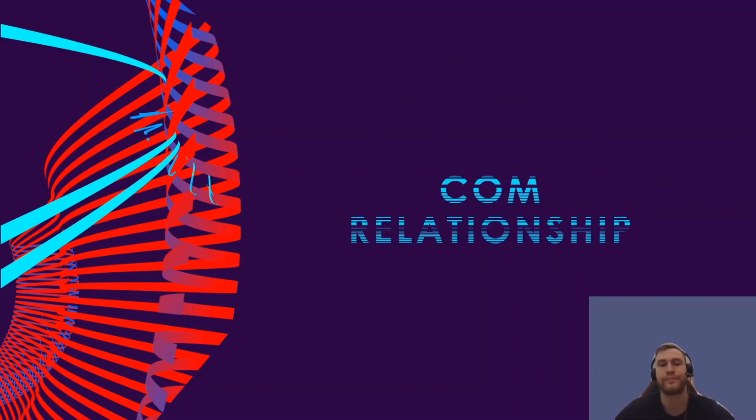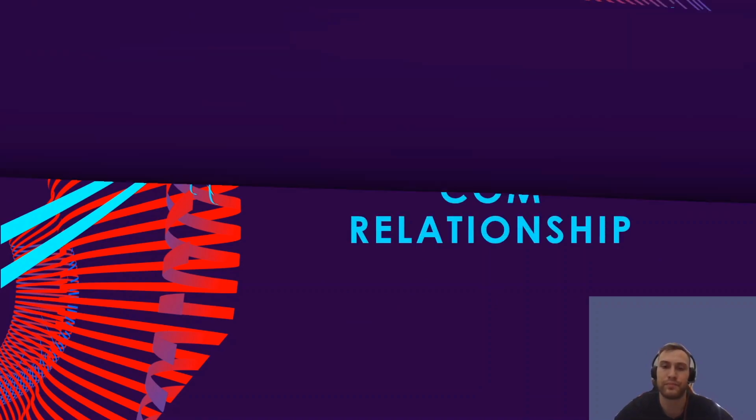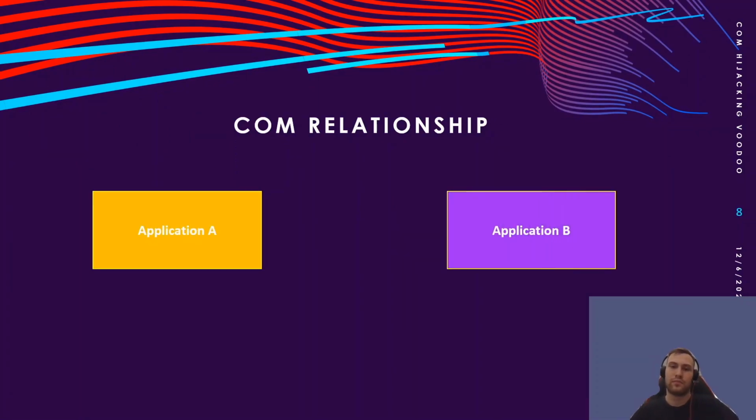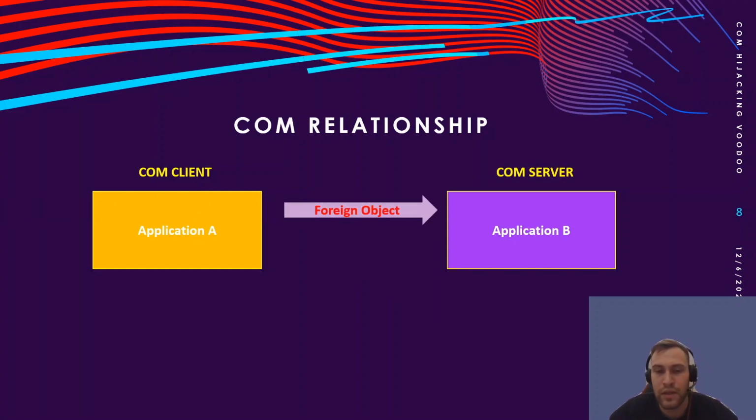Okay, let's move on. COM relationship. We have an application A and application B. Application A maybe is the Word document. The application B maybe is the Excel document from the previous example. The application A is the COM client. The application B is the COM server. The application A requests a foreign object from application B, and the application B returns its functionality.